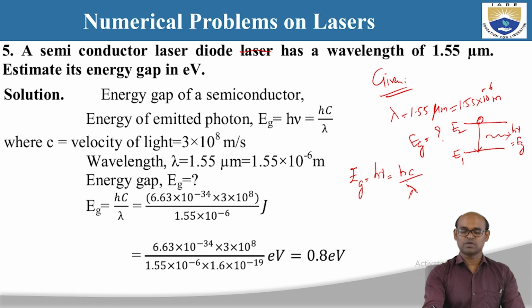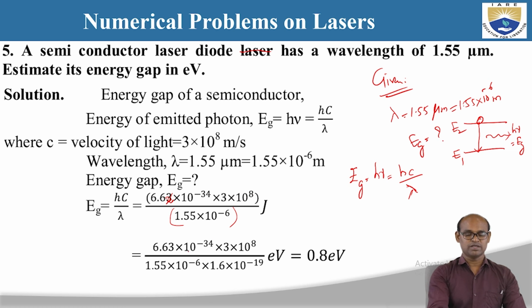So I can directly substitute all these values: Planck's constant, velocity of light, and wavelength. Velocity of light is in meters per second, and the wavelength is given, converted into meters: 1.55 micrometers is equal to 1.55 into 10 power minus 6 meters. We need to estimate the energy gap Eg, so Eg is hc by lambda. Substitute the value of h, which is 6.626 into 10 power minus 34, and velocity of light, 3 into 10 power 8. Put all of them in parentheses. Now the denominator is lambda, which is 1.55 into 10 power minus 6 meters. So this is the energy gap Eg.